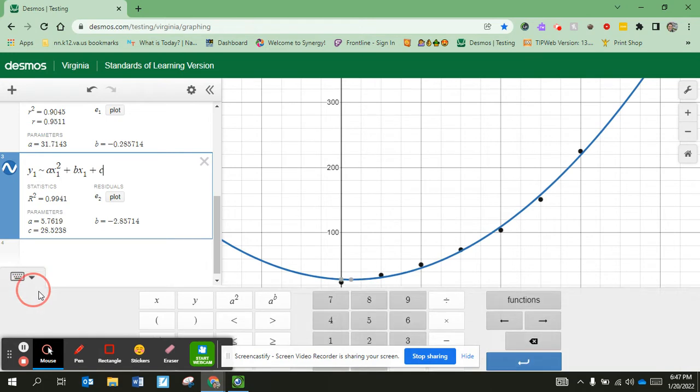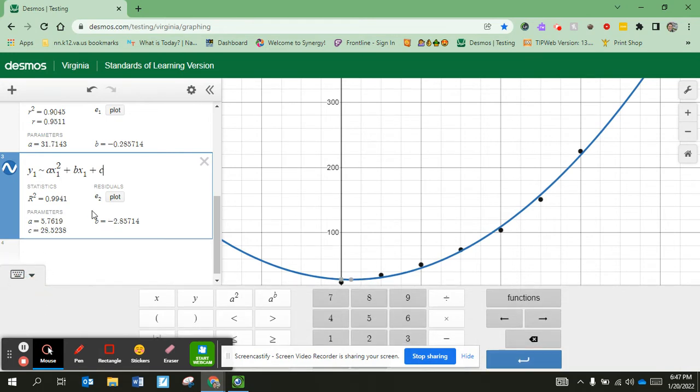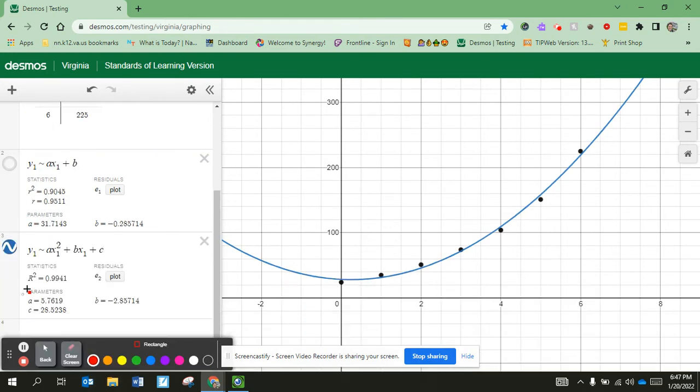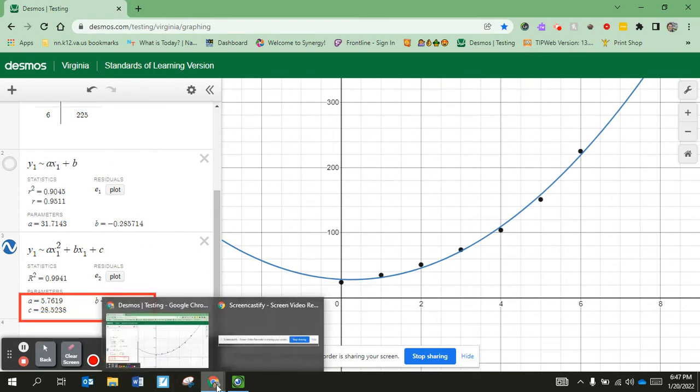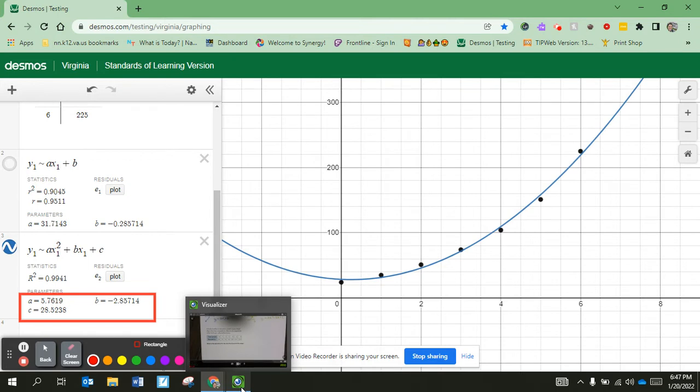Notice that it also gives me my parameters right here. So right here are my parameters. These are what I'm going to need to write down on my paper. So 5.76, negative 2.856, and 28.5.